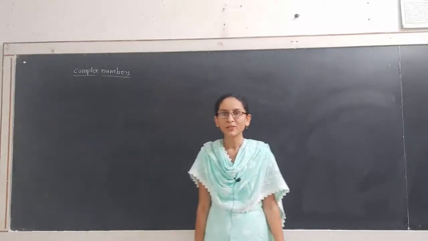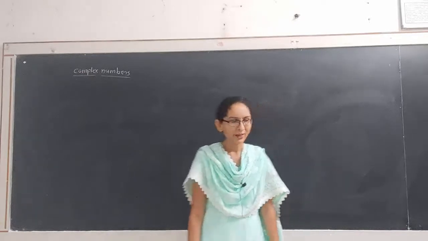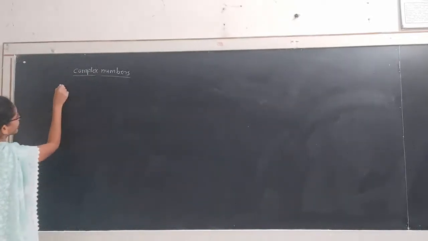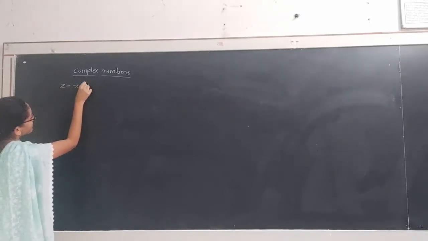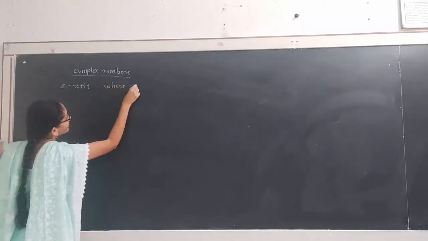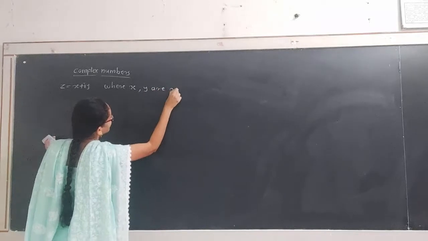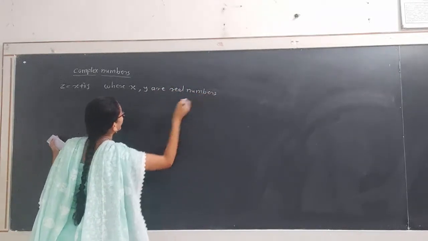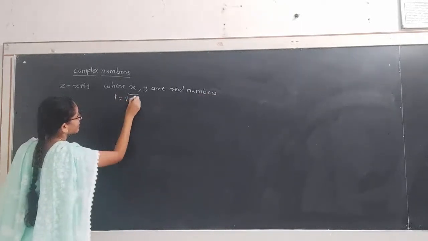Today we are going to see what the set of complex numbers is and some of its properties. Any complex number z is represented by x plus iy, where x and y are real numbers and the value of i is equal to square root of minus 1.